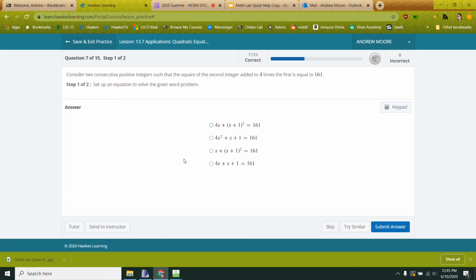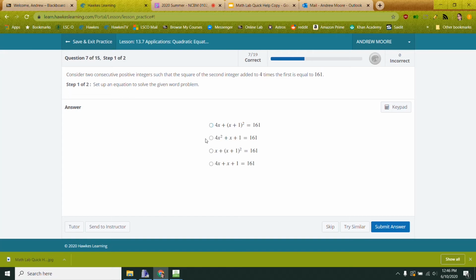Consider two consecutive positive integers such that the square of the second integer added to 4 times the first is equal to 161. It gives you a few clues, right? So we know that when we have our first integer, we're calling it x. And our second integer, we're going to call it x plus 1. Now it said that the square of the second one, so we're going to be squaring that x plus 1. So we got two of them that fit that criteria. So we can go ahead and say, nope, it's not going to be that one. Nope, it's not going to be that one.